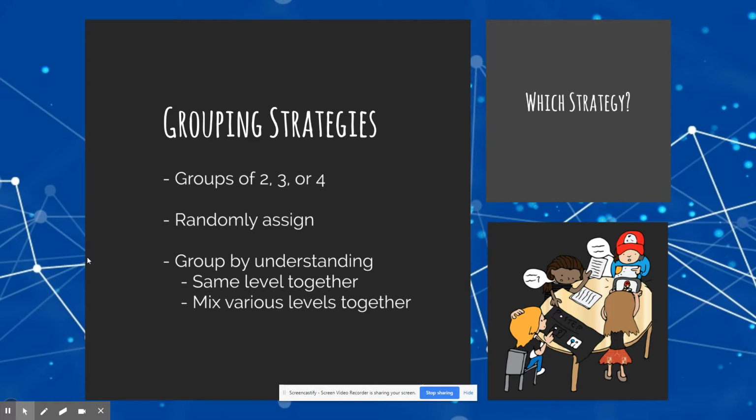Or you could group by how well the students understand the material. You could choose to group people together who understand well, all in the same group, and people who don't understand well, all in the same group. Or you could mix various levels together so that someone who doesn't understand is paired with someone who does understand.